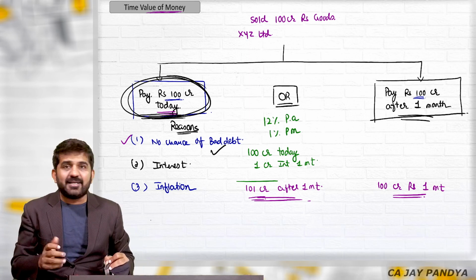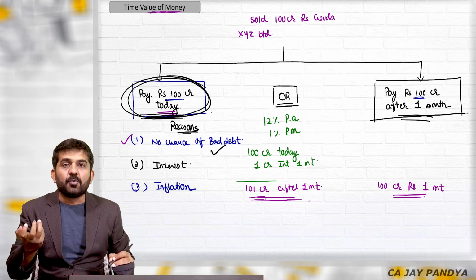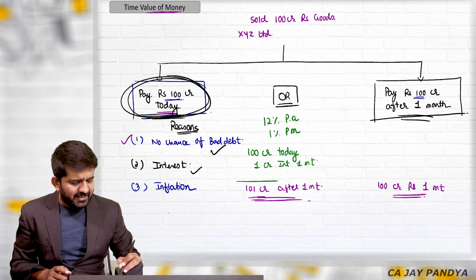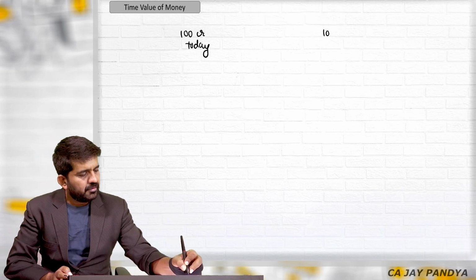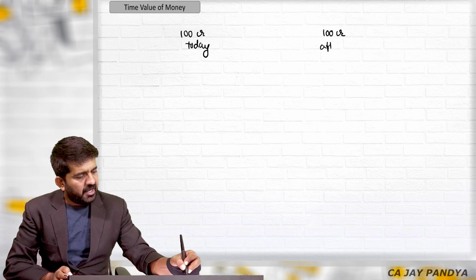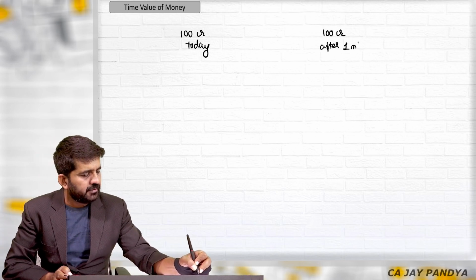So 3 basic reasons why you should always select 100 rupees today. One is bad debt. If you get it today, you will not be having any bad debt, interest and inflation issues. Let us go to the same concept. 100 crore today, 100 crore after 1 month.